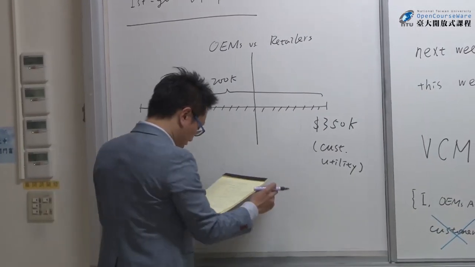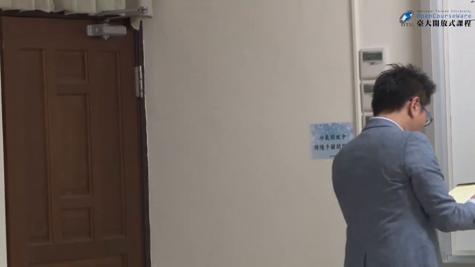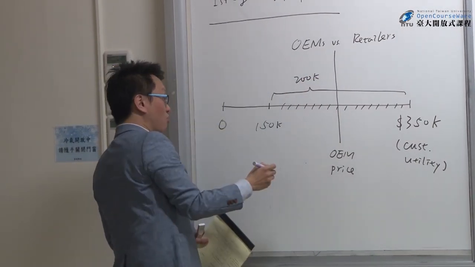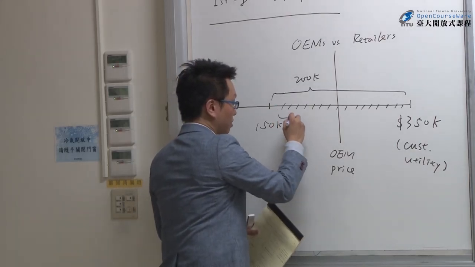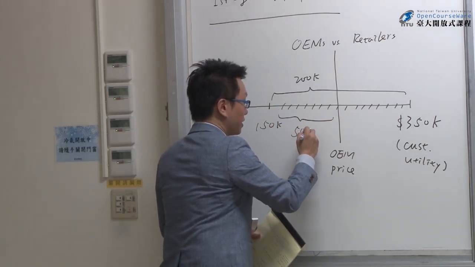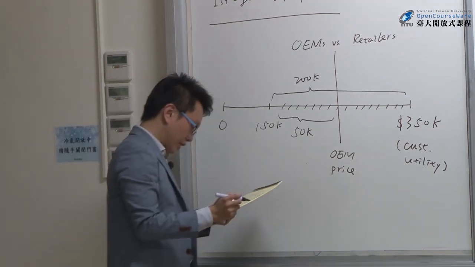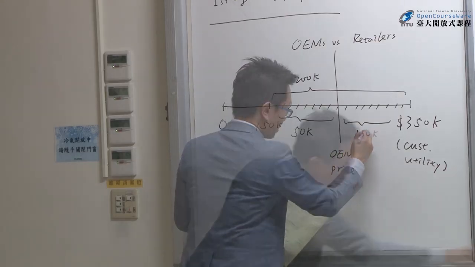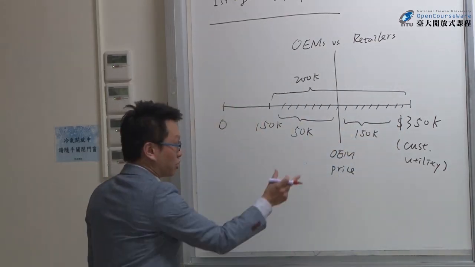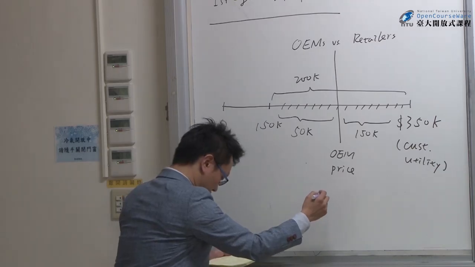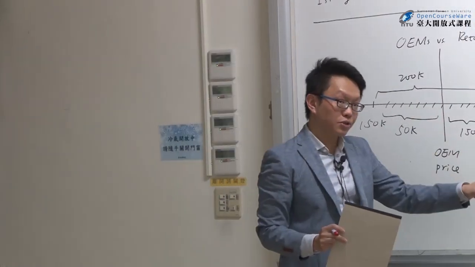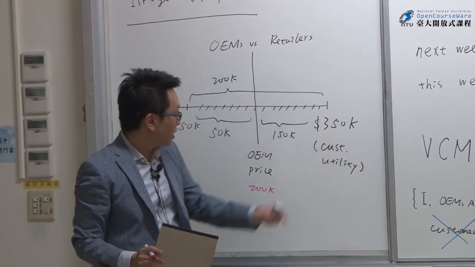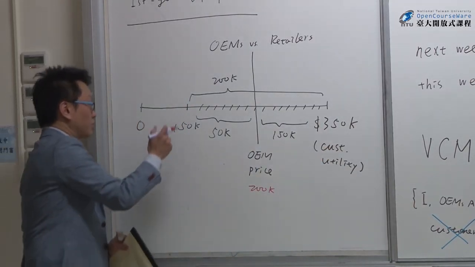And now we want to check what the OEM price is. Following our assumption, because this product already exists in the market, we know the OEM actually gets $50K out of the $200K, and the retailer gets $150K. With this appropriation mechanism, the OEM price will be $200K. Retailers sell this product to customers for $350K per unit. Okay? And the production cost is $150K.